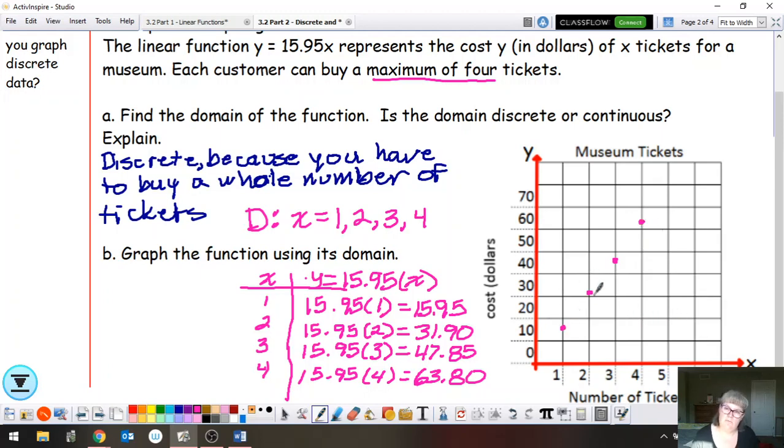And they should appear fairly linear because we have this constant rate of change. It increases $15.95 for each ticket. Let's take a look at our next example.